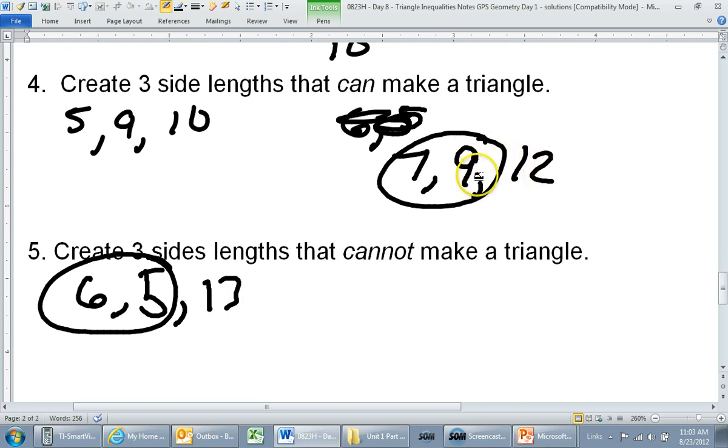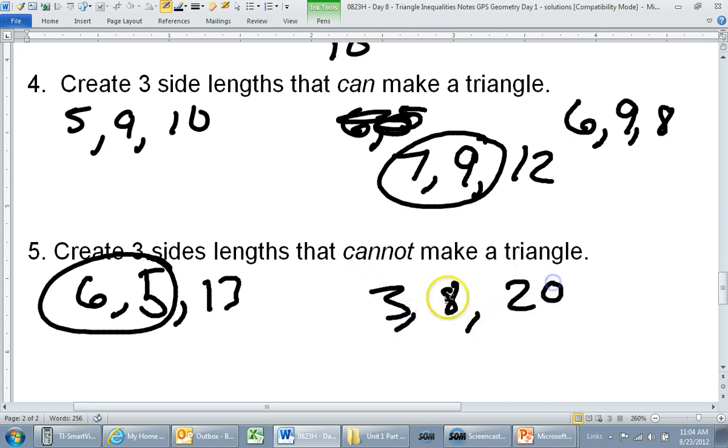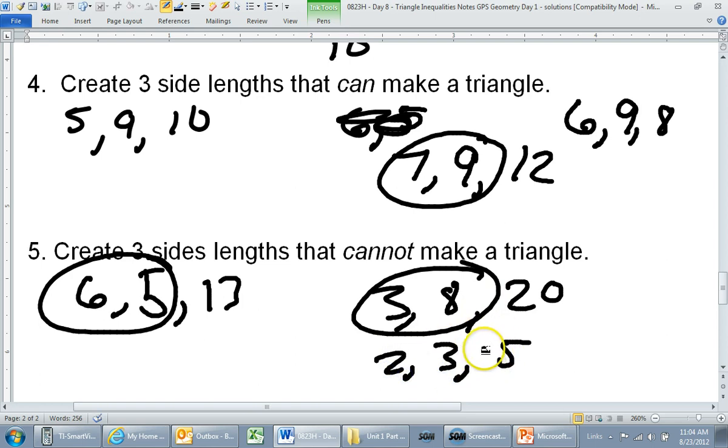Somebody I have not... Is there anyone I haven't called on for a long, long time? Devon. 6, 9, and 8 would work. Okay? Aaliyah. Skip down to number 5. Aaliyah, give me one that would not work. 3, 8, and 20. Sure. 3 plus 8 is only 11. That's not enough. Jill. 2, 3, and 5. That's the one we just learned about. It's exactly equal, but that is a no. That is a no.